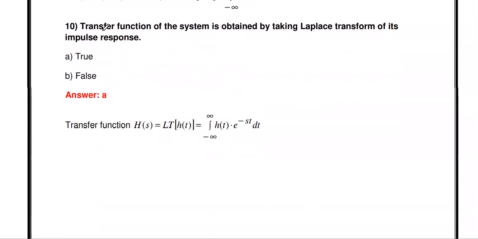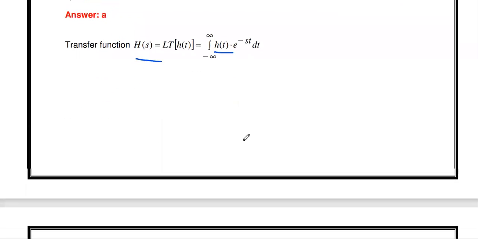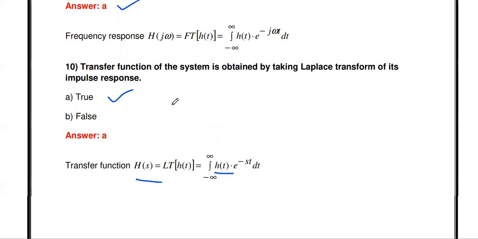Then the next one: the transfer function of the system is obtained by taking the Laplace transform of its impulse response. Yes, it is also true. If you take the Laplace transform of the impulse response, we will get the transfer function H of s. The formula is the integration from minus infinity to infinity of h of t e power minus st dt. This is the Laplace transform of the given impulse response h of t. It is a correct answer.